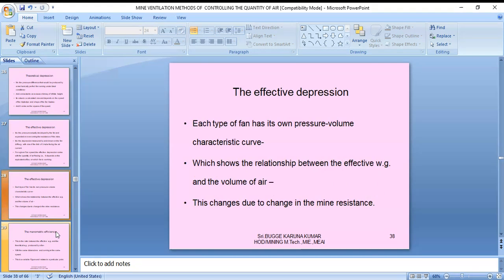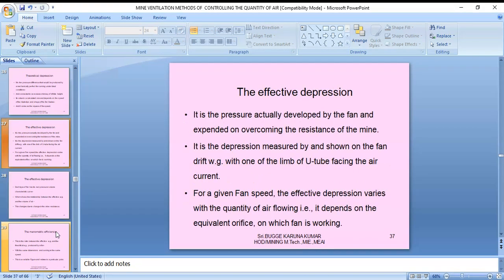The effective depression. It is the pressure actually developed by the fan to overcome the resistance of the mine. It is the depression measured and shown on the fan drift in a water gauge, with one limb of the U tube facing the air current. For a given fan speed, the effective depression varies with the quantity of air flowing. It depends on the equivalent orifice on which the fan is working.